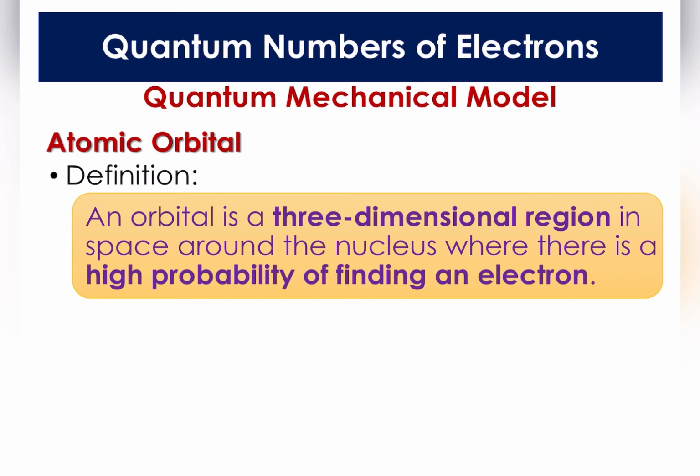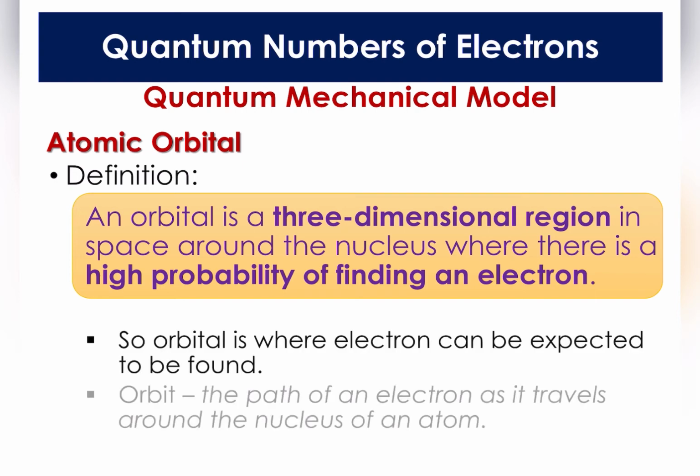Maknanya ada keberangkalian yang sangat tinggi elektron berada di dalam kawasan itu. Tapi dia tak bagi tahu pun position dekat mana. Sebab we cannot detect. Nobody can detect the exact position of electron. And the next one, what can you say? Orbital tu adalah tempat ataupun kawasan yang kita expect elektron tu ada.